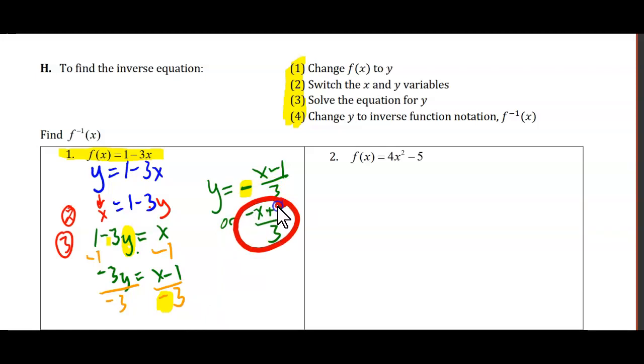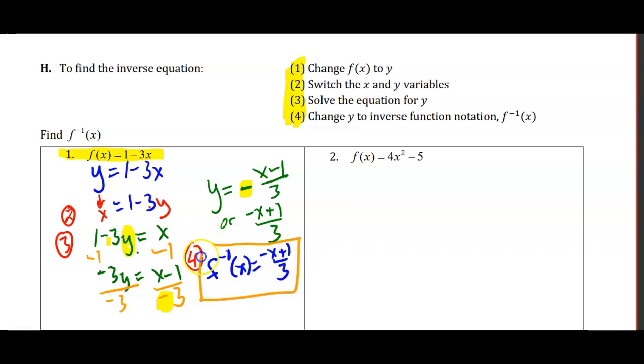Okay, last step is we've done the solving. The last step, though, is understanding that you have actually found an inverse set. So I'm changing y into the inverse statement. f inverse, remember that minus 1 just means inverse, of x equals negative x plus 1 over 3. And then essentially that is my final answer. Okay, so we're going to do a couple more of these.